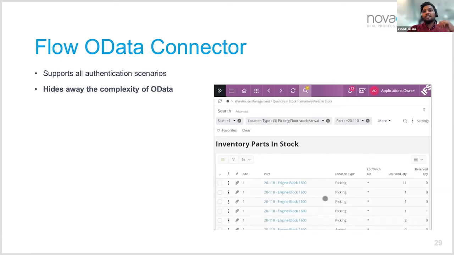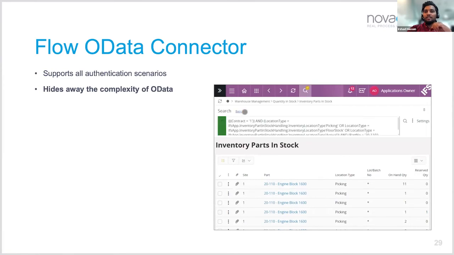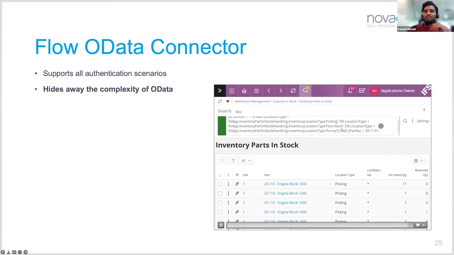And if you look at the OData filter that is being generated for this simple query, it is not straightforward. There's a lot of text that's been generated by IFS because you are working with enumerations when it comes to location type. So they are handled differently. So this query is not as straightforward as it might seem in the GUI view.